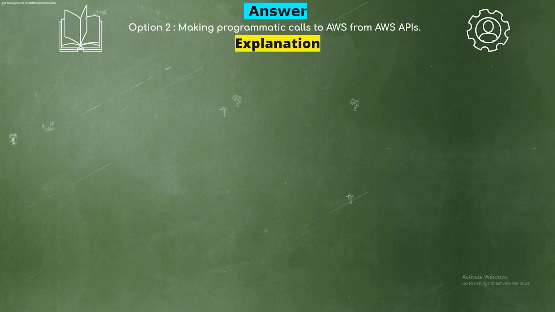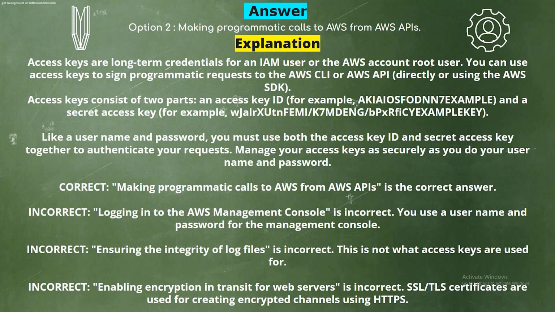Explanation. Access keys are long-term credentials for an IAM user or the AWS account root user. You can use access keys to sign programmatic requests to the AWS CLI or AWS API, directly or using the AWS SDK. Access keys consist of 2 parts, an access key ID, for example, an example ID, and a secret access key, for example, W.